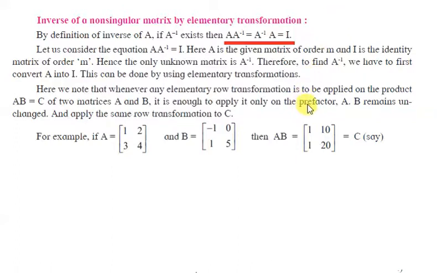So for finding the inverse of a non-singular matrix, we will use the equation for elementary transformation: A into A inverse is equal to I for row transformation and A inverse into A is equal to I for column transformation. Please note that the row transformation method is very easy as compared to column transformation. So always give preference to row transformation.